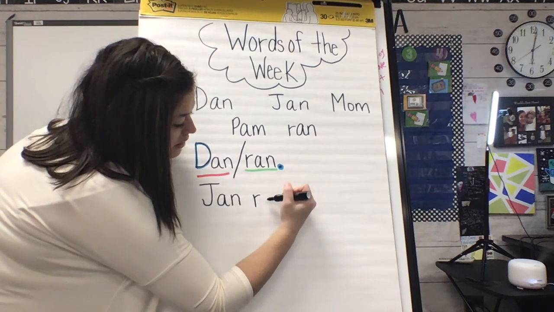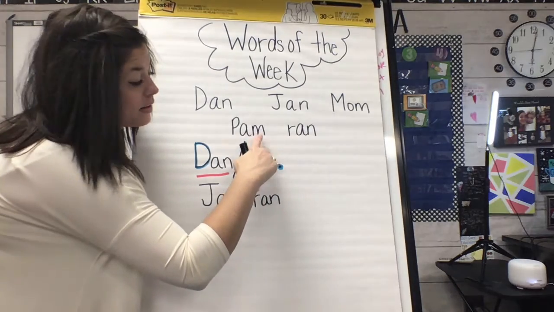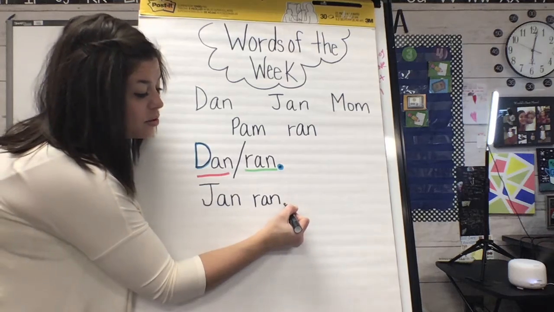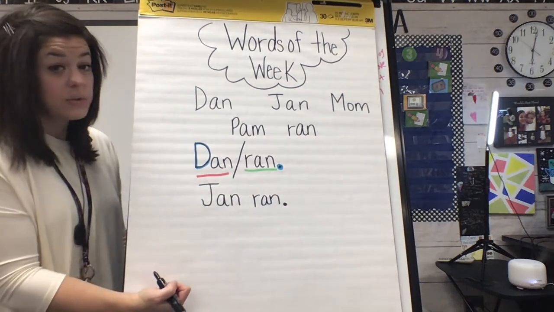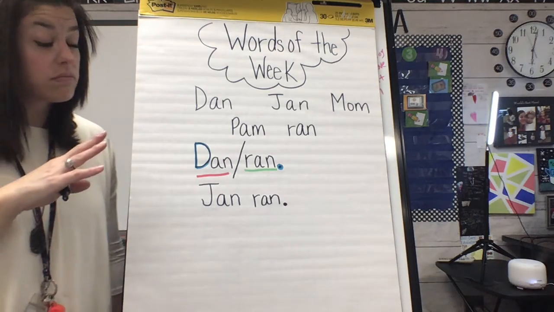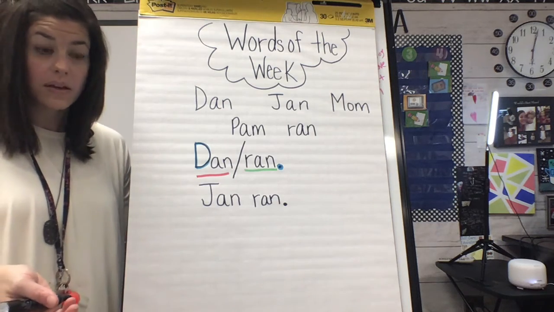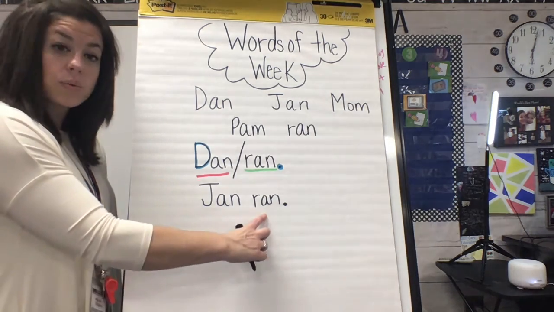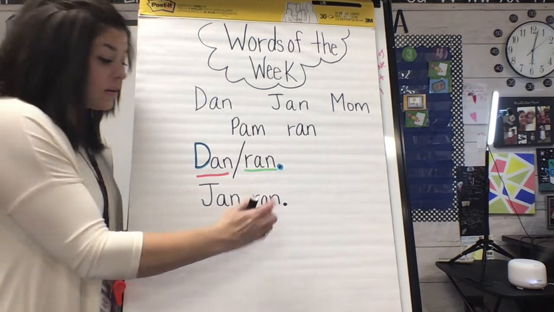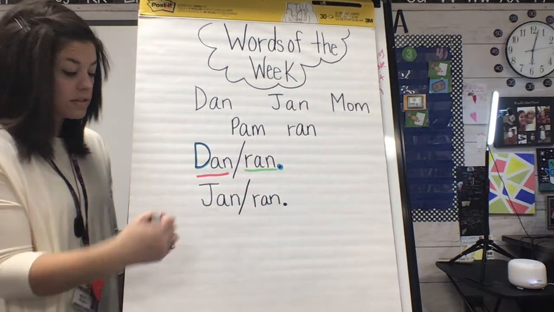Jan ran. We can use our word wall to help us. What do we always end with? Punctuation. So now we need to separate our sentence into the subject, which is who it's talking about, and the predicate, which is what they're doing. So Jan ran. So who is it that we're talking about? Jan. So that's where we're going to slice our sentence.